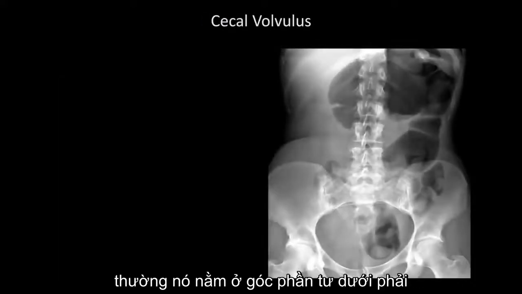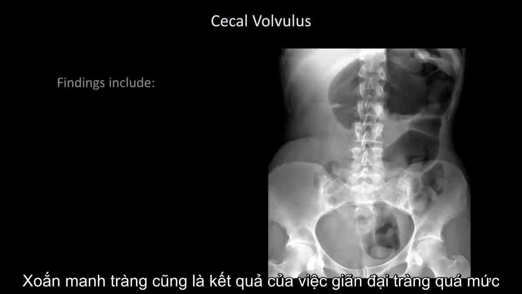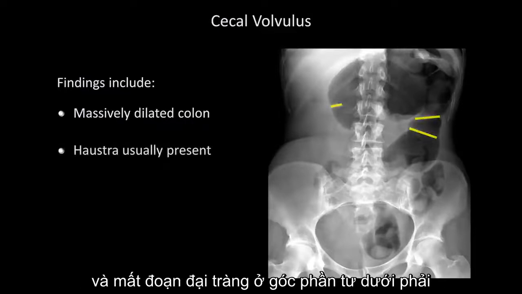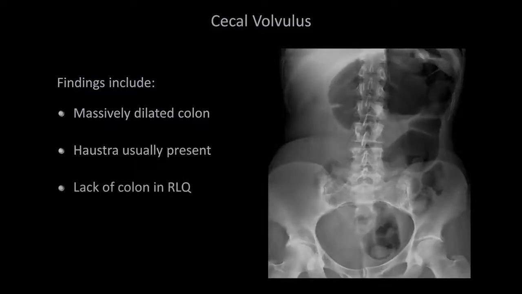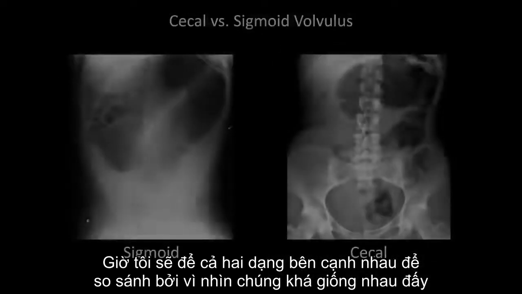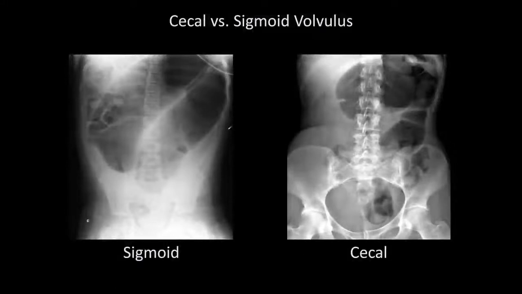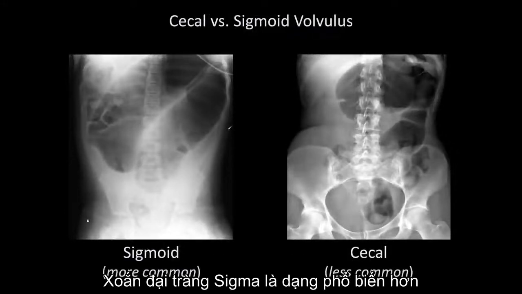Volvulus can also involve the cecum, which is normally located in the right lower quadrant. Cecal volvulus also results in a massively dilated colon, but haustra are usually present as indicated, and there is a lack of colon seen in the right lower quadrant. And now showing the two forms side by side for a comparison, because they do look a little similar. Sigmoid volvulus is the more common form.